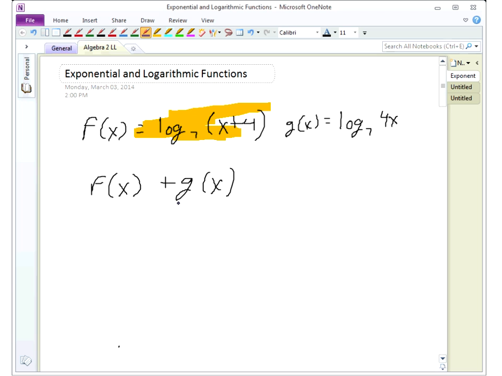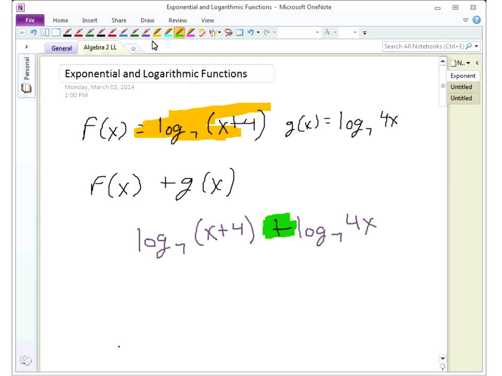All right, so let's go ahead and work these out. f of x plus g of x. They just want us to add here: log base 7 of quantity x plus 4, plus log base 7 of 4x. So, adding up some logs here. Remember, in a lot of these there's not going to be a lot of simplification you can do, but in this case we have the properties of logs that we can follow.